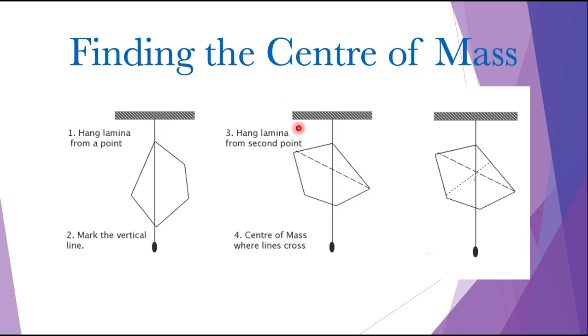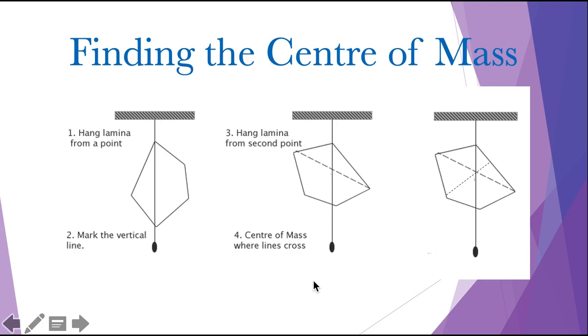2 lines might be enough, but it's advisable to use at least 3 points to show up any inaccuracies. Now there are 3 lines on this card, and the center of mass must lie on all of them. That is, at the point where they intersect. And so as you can see, this is the point of intersection. So this is where the center of mass of this card is. So this is a method to find the center of mass of an irregular shaped object.